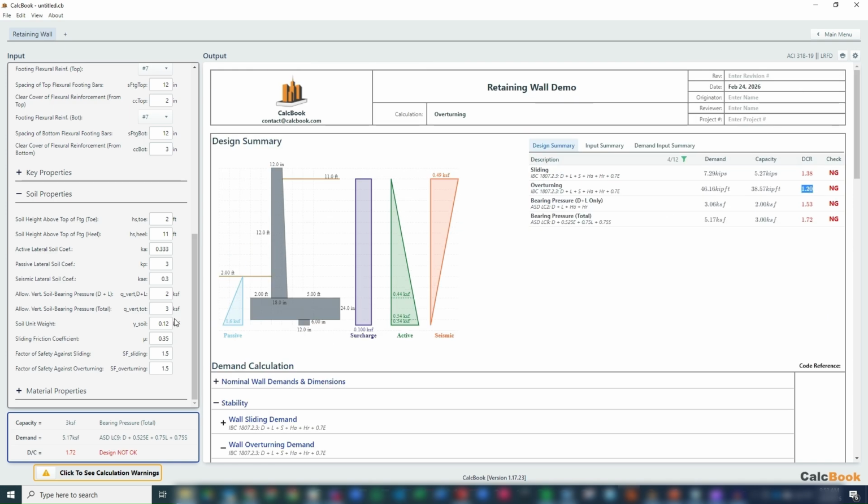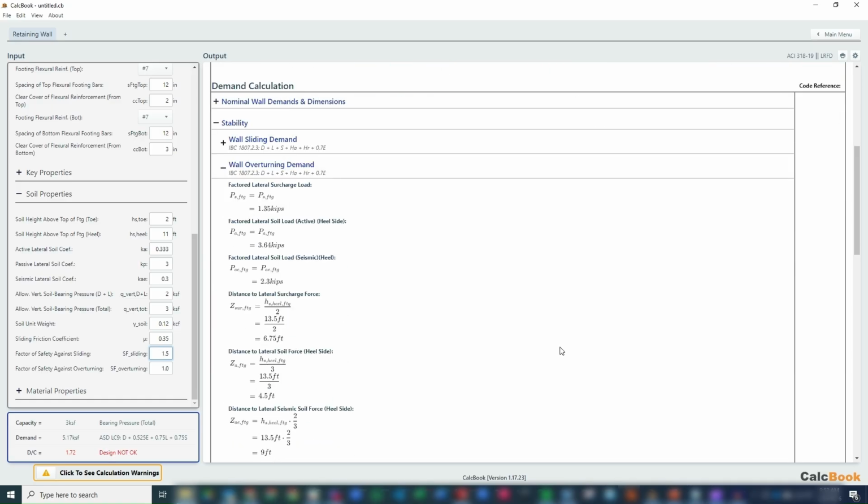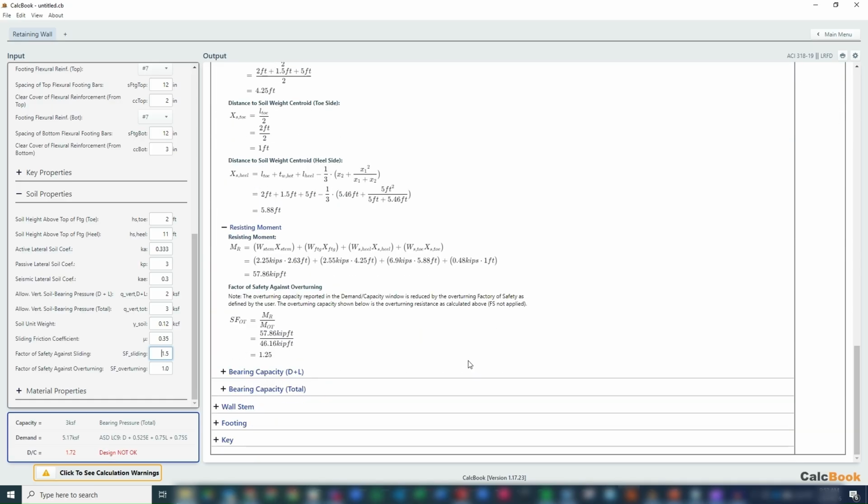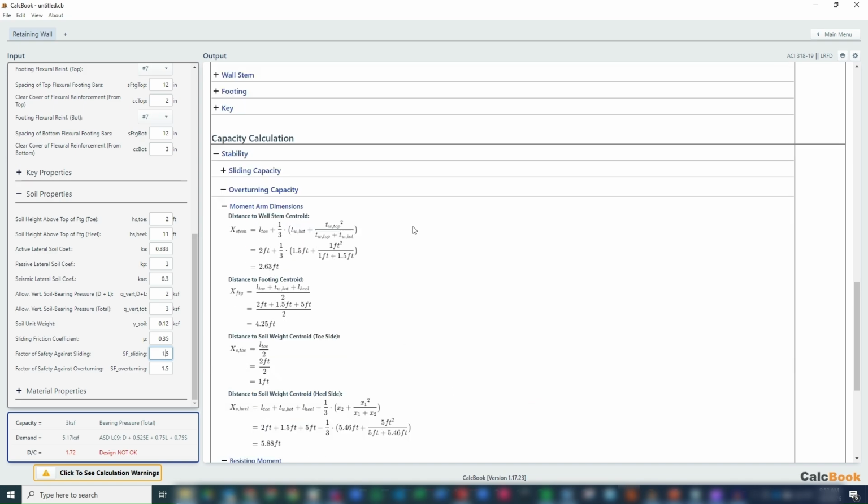If we were to change our minimum factor of safety requirement to 1.0, this would go down to 0.8 because we already have a factor of safety of 1.25. So just keep in mind that this calculated factor of safety does not include the minimum requirements set by the user. So we'll go ahead and set that back to 1.5 because that's a pretty standard factor of safety requirement. And then we'll want to go ahead and update this calculation to see if we can get this to work.